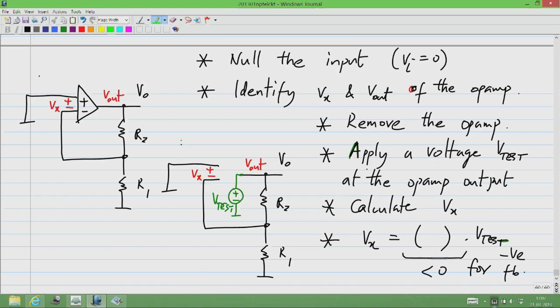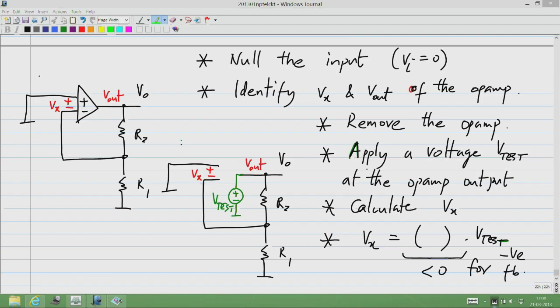So I am not interested in the input voltage to the circuit. I am only interested in how much of the op amp's output comes back to its own input. So I first null the input. In this case, that means I set the input voltage to zero, that is, I short the input to ground. Then I identify the input and output voltages of the op amp. That is Vx with this polarity, that is important. And Vout is the output of this op amp with respect to ground.